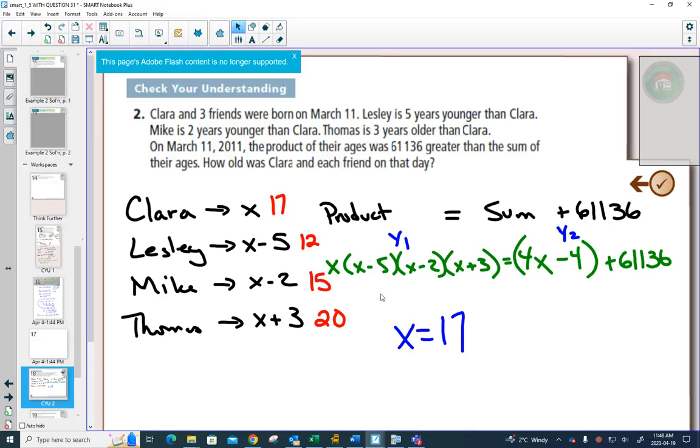There we go. So, questions for practice on this one are 7 and 8.